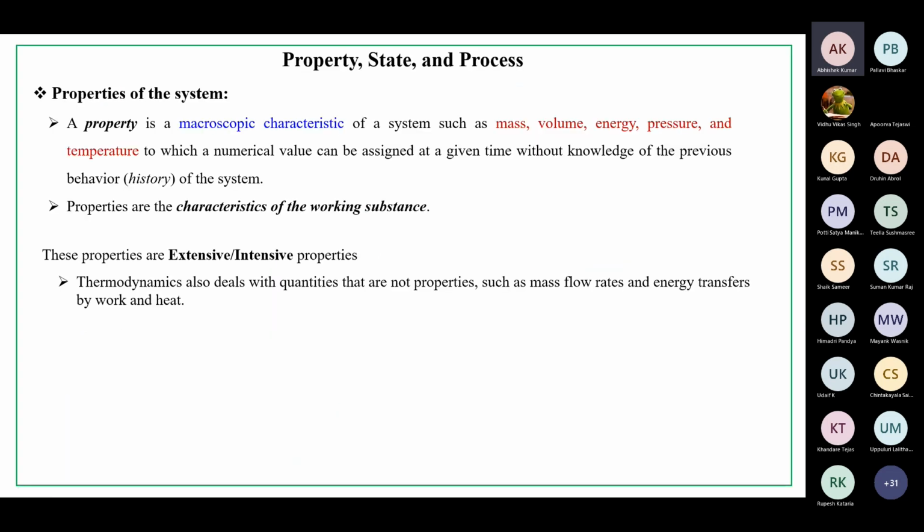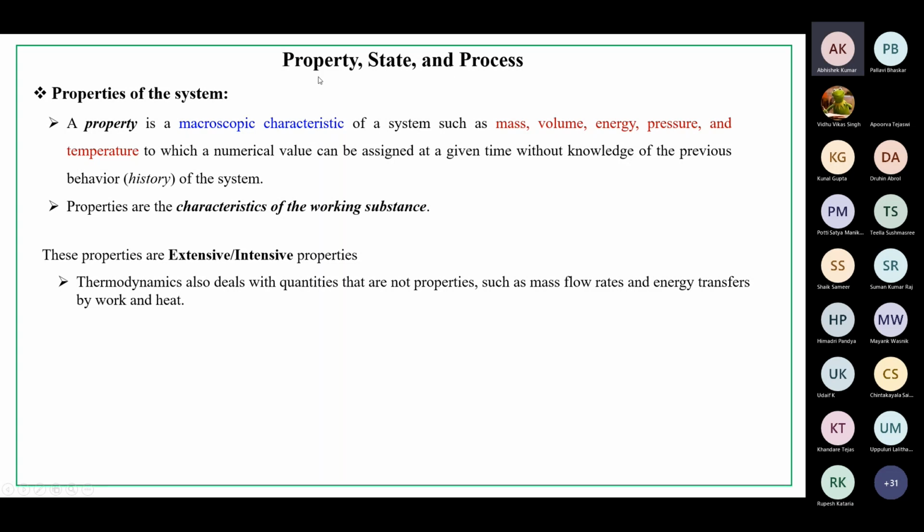That is about what the system is, what the boundary is, what the surroundings are, and what the open system, closed system and isolated system are. Then we have seen what macroscopic and microscopic are: our classical thermodynamics and statistical thermodynamics. Now let us move to a different set of topics, that is property, state, and process.